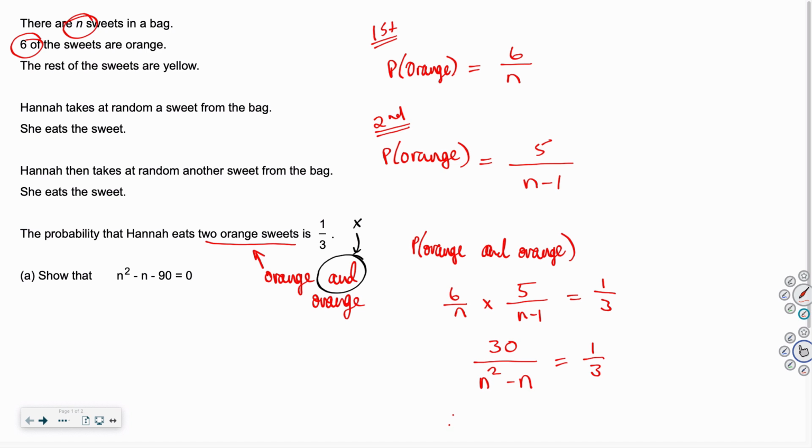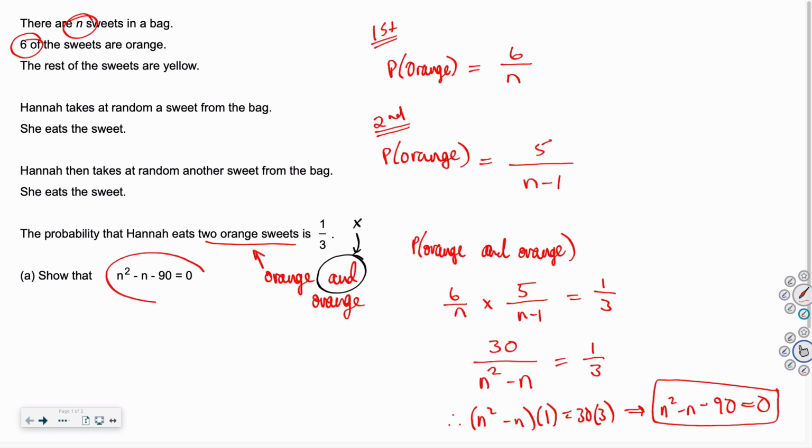Now when we cross-multiply, we get n squared minus n multiplied by 1 is equal to 30 times 3. And when you expand those brackets, n squared minus n times 1 is just n squared minus n. That's then equal to 90. So taking 90 from both sides to make it equal to 0, we get n squared minus n minus 90 equals 0, which is what the question asks for.